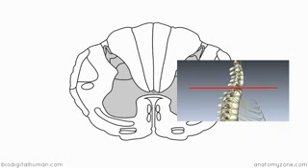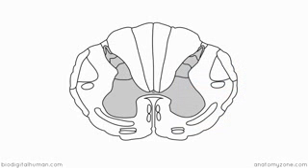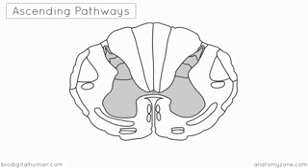So what we're looking at here is a horizontal section of the cervical spinal cord, and you'll recognize the H-shaped grey matter in the middle, and around it is the white matter. And there are various different shapes that you'll see here, and these represent the different ascending and descending spinal pathways. So first we'll take a look at the ascending pathways.